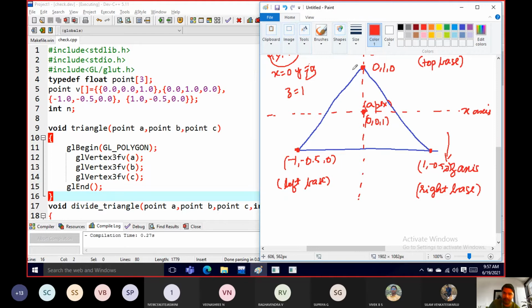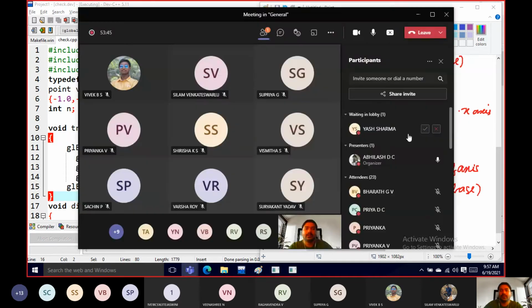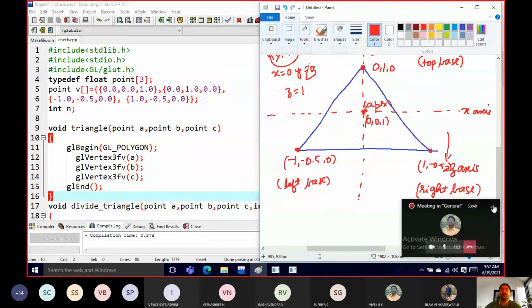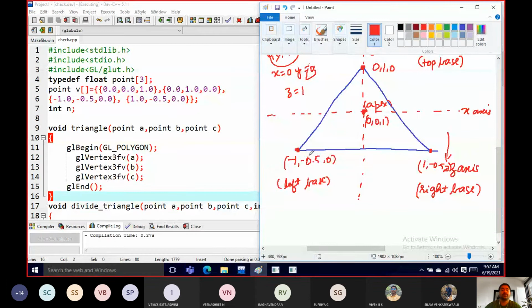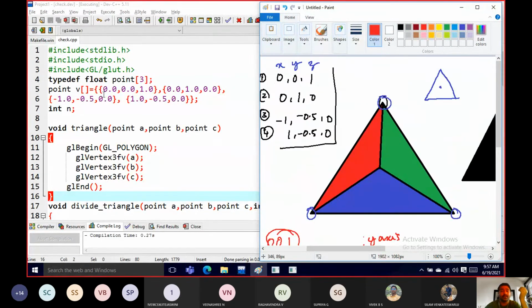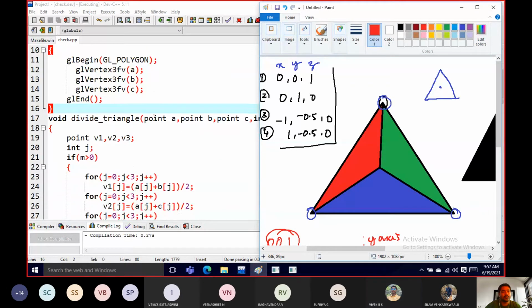So this is the first thing that you need to create. You have now understood how the vertices look, and I guess you can easily understand what these are: 0, 0, 1; 0, 1, 0; -1, -0.5, 0; and 1, -0.5, 0. I hope you got it now. Excellent.